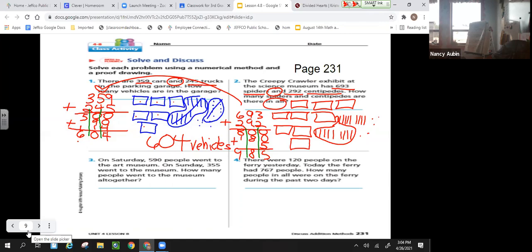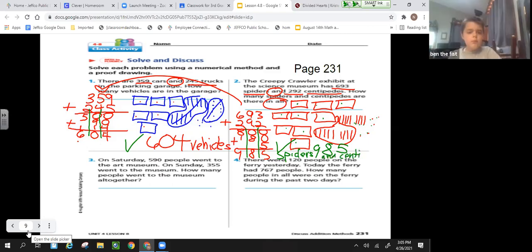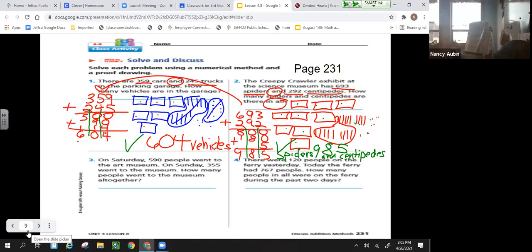All right, so let's count it, see if it works. 1, 2, 3, 4, 5, 6, 7, 8, 900. 1, 2, 3, 4, 5, 6, 7, 8, 10. 1, 2, 3, 4, 5, 1. Did we get it? Check on this one, check on this one. 985 spiders and centipedes. Done. Nice job, Ben.